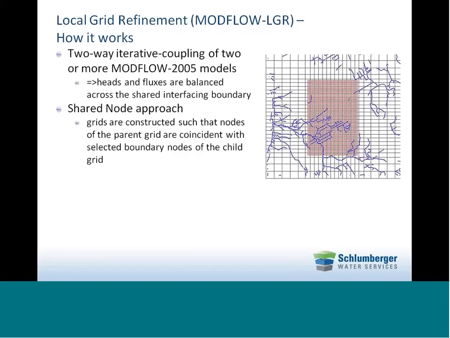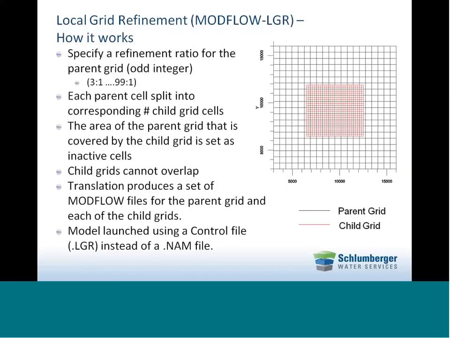The shared node approach means the grids are constructed so that the nodes of the parent grid are coincident with the selected boundary nodes of the child grid, and the next couple slides will show what that means. You start with your parent grid. You define a refinement ratio by which your parent grid should be refined for corresponding child grid cells. This is an odd integer in the range of 3 to 1 all the way up to 99 to 1. Each parent cell is then split into the corresponding number of grid cells, and by using an odd integer, this results in a cell in the middle that has a consistent location between the parent and the child grid.